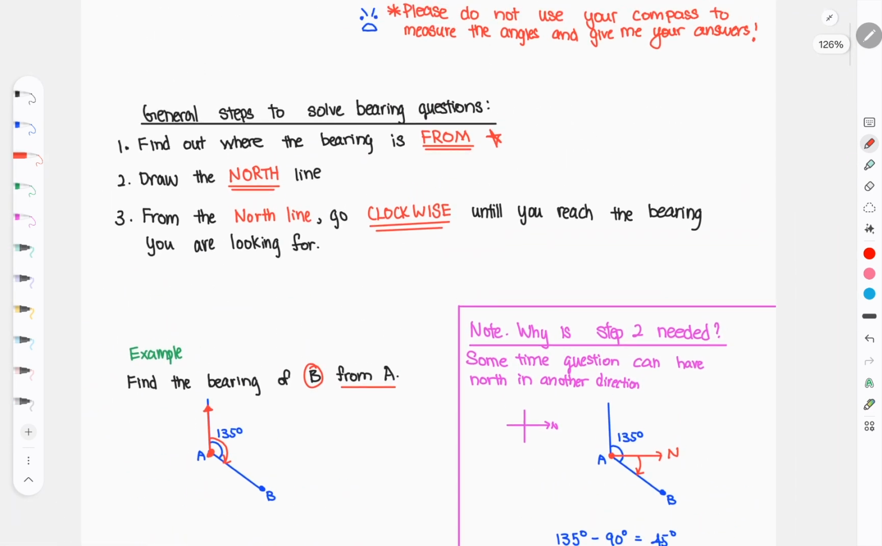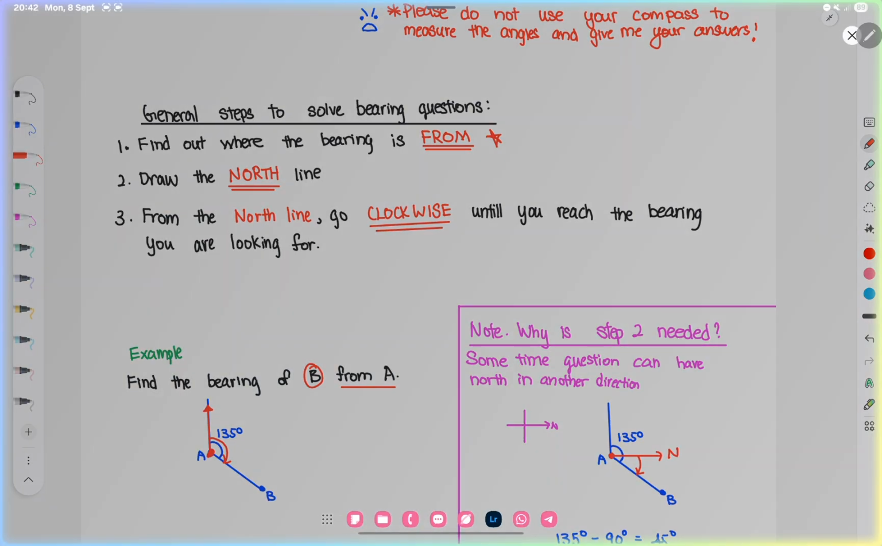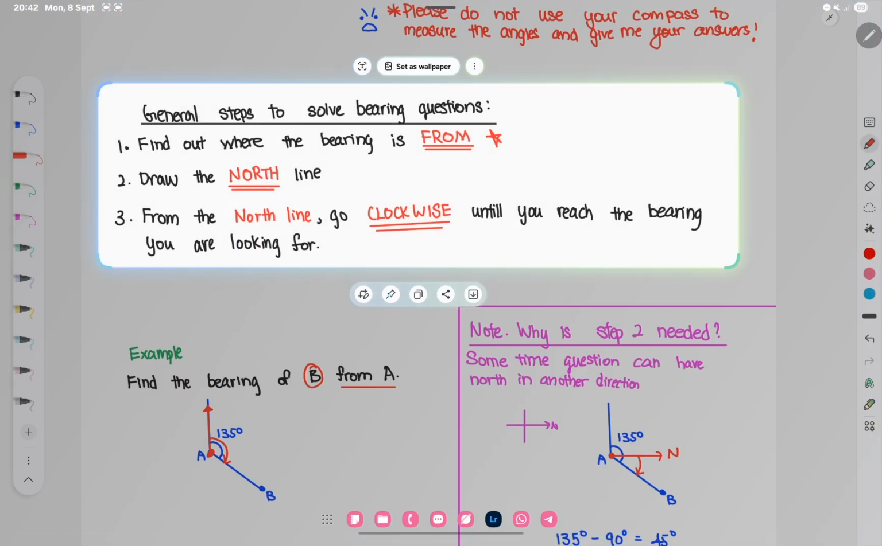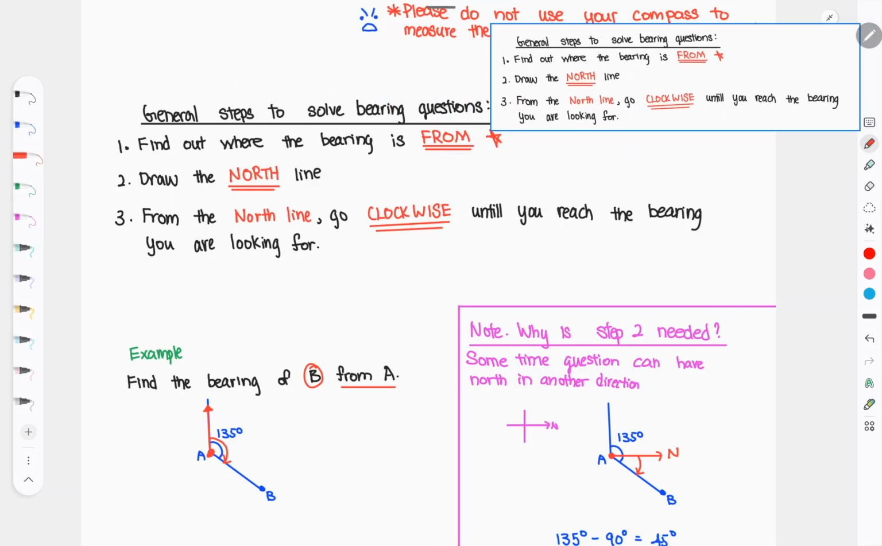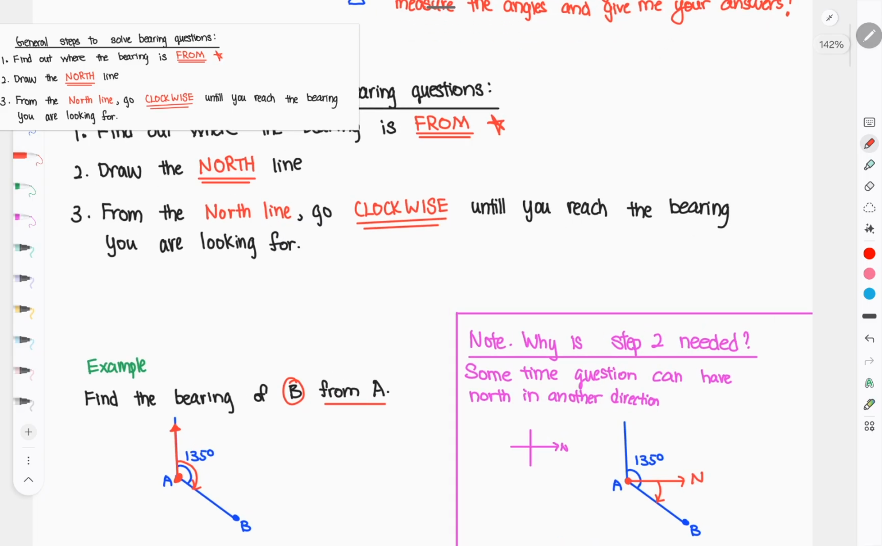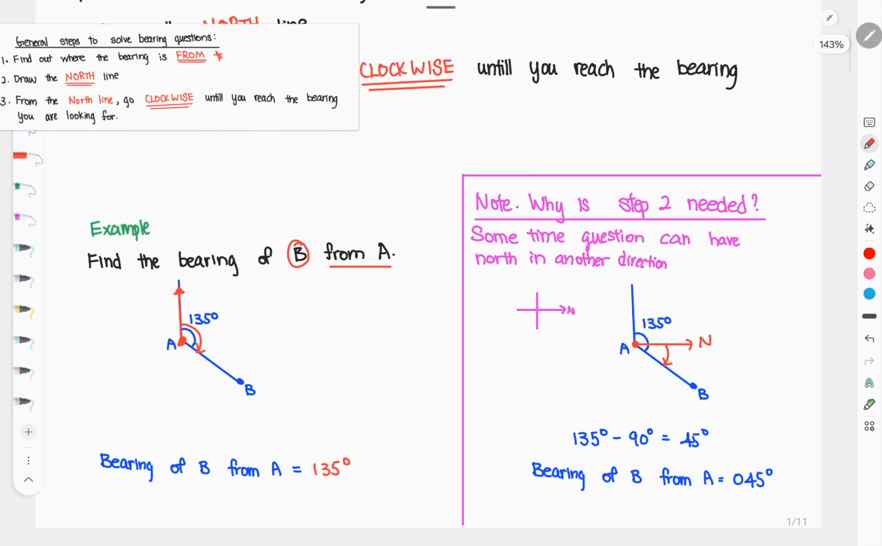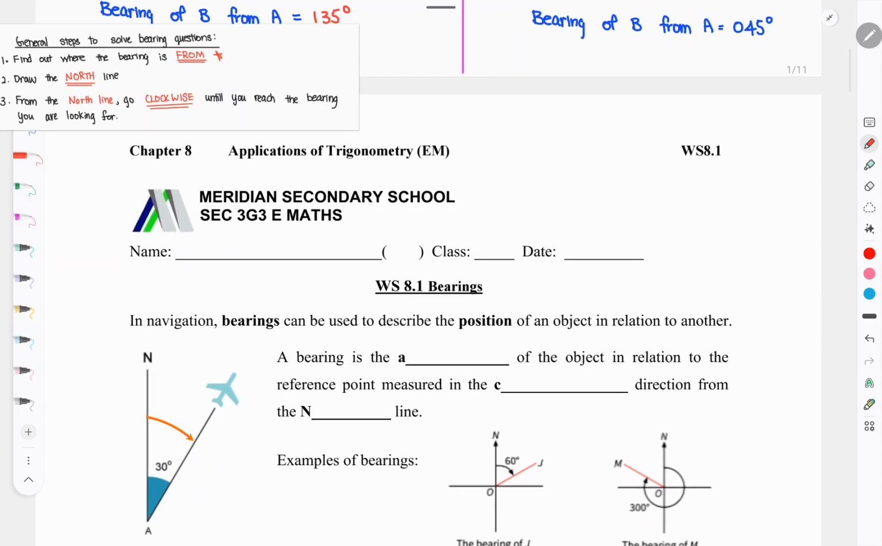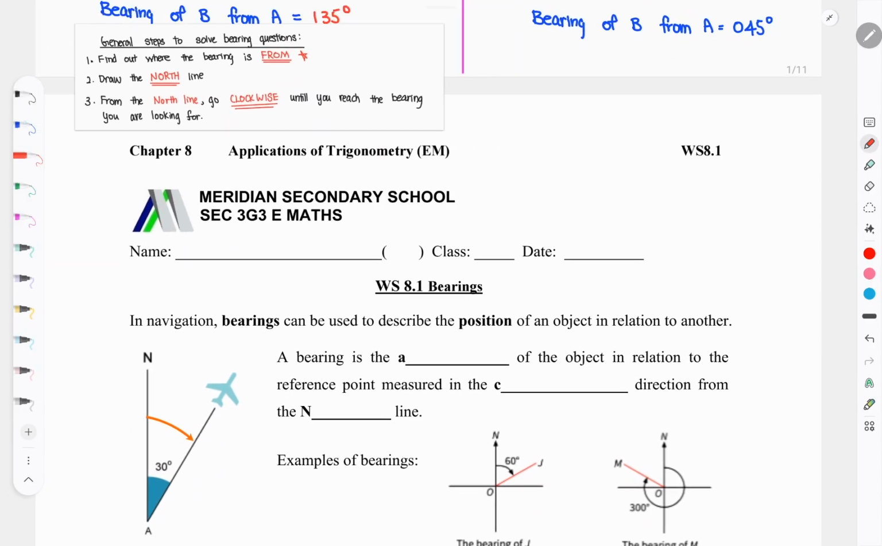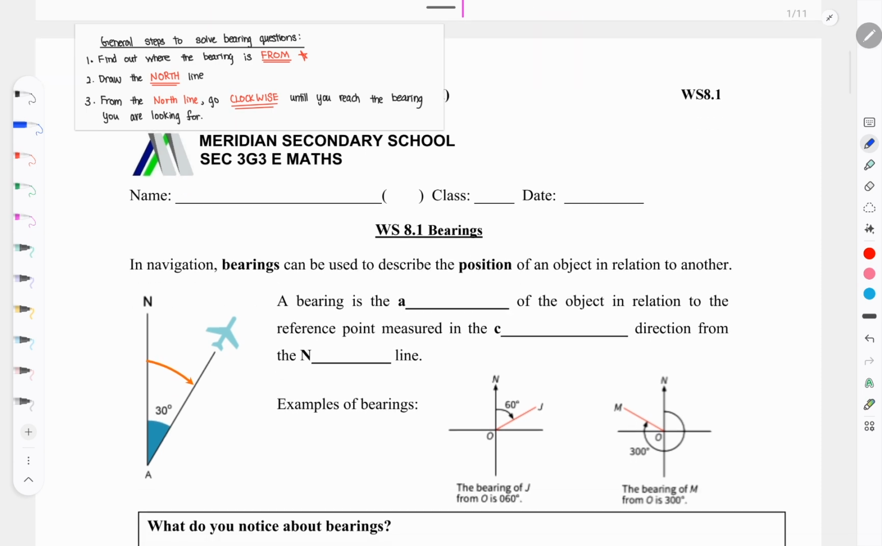Okay, so before we move on, let me just do a quick screenshot so that you can easily refer to it later. Okay, so I'll put the steps at the top left so we can always refer to them. After a while, I will probably remove it. So moving on to the questions. Moving on to the worksheet.